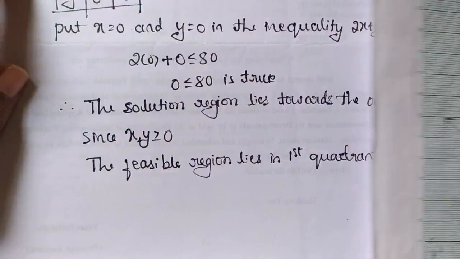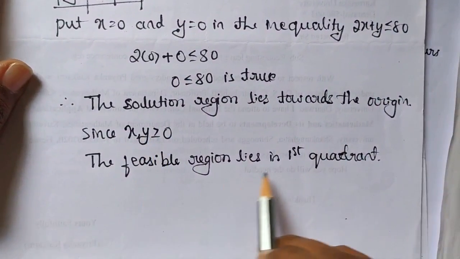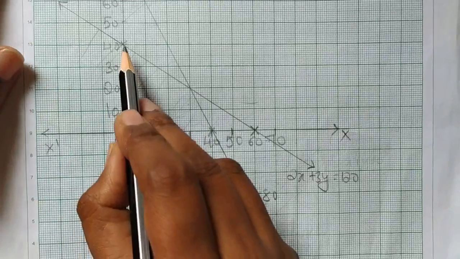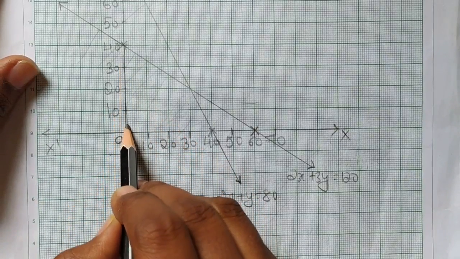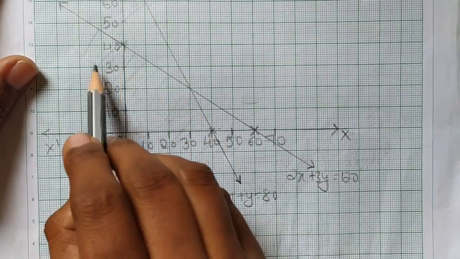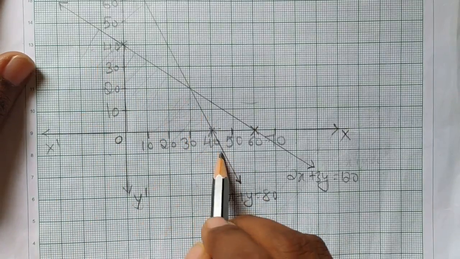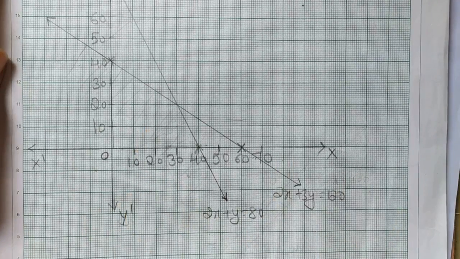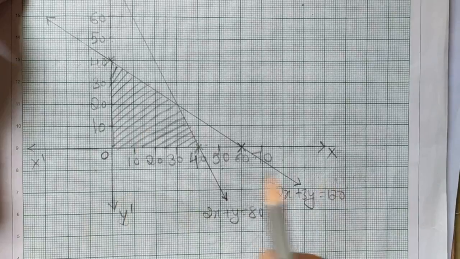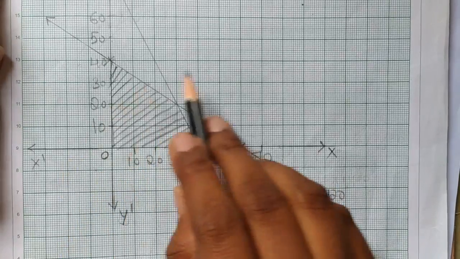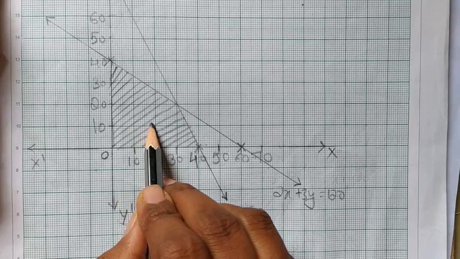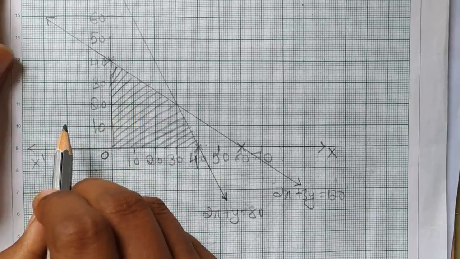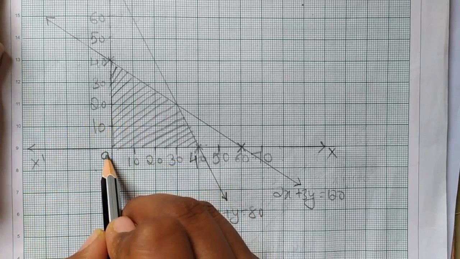Also, we have non-negative constraints which says that the feasible region lies in the first quadrant. So, we restrict the feasible region only in the first quadrant and we rub the remaining shaded region. I will shade the feasible region. This is the feasible region and we rub the remaining shaded region, and this lies only in the first quadrant. The feasible region is bounded and the corner points are here, origin.